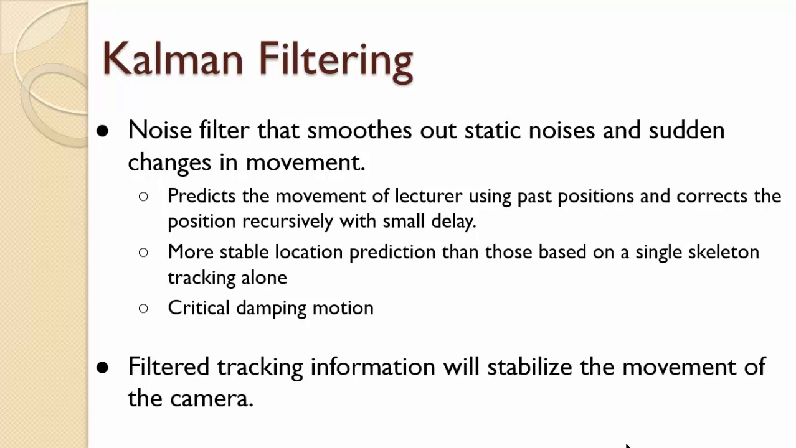So, now I'm going to talk about how we are filtering the movement of the lecturer smoothly. When we track the location of the lecturer that we have received from the Kinect, the movement of the lecturer is not always going to be smooth. This can be a problem because the camera will not be able to move stably to track the lecturer.